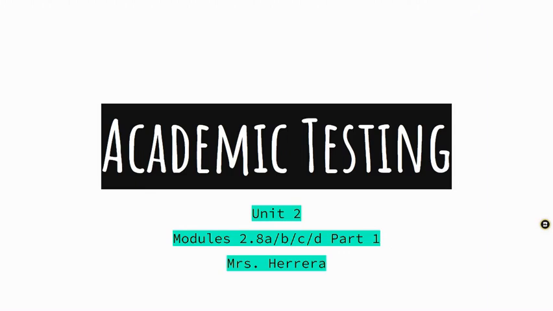Okay, welcome back to our video lecture and our second part of Unit 2, which is on intelligence and problem solving. We are going to be doing modules 2.8 A, B, C, D split into part 1 and part 2. So today is going to be part 1, and this is about different types of academic testing. The main focus here is going to be intelligence tests.